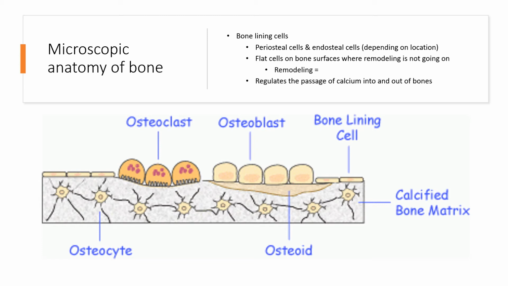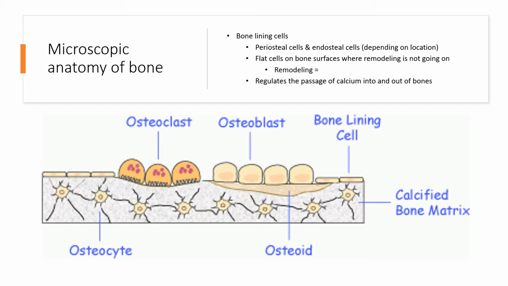Bone lining cells are periosteal cells and endosteal cells. I mentioned that already. They're basically the cellular layer of the periosteum and the endosteum that's not doing other stuff. They simply sit on the bone surface and help maintain the bone tissue underneath. They're flat cells on bone surfaces where remodeling is not going on. And remodeling is basically the breaking down and building up, that continuous back and forth process that your body is always doing to your bone.